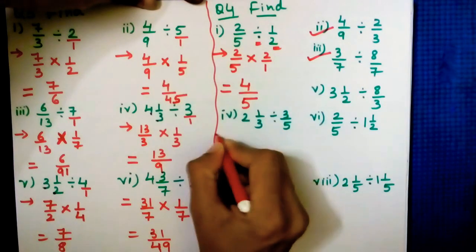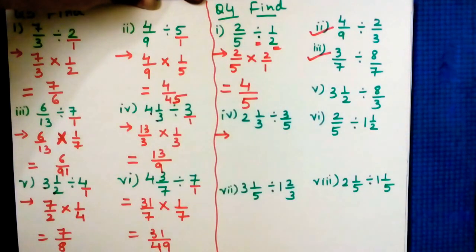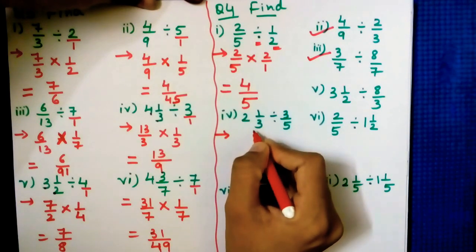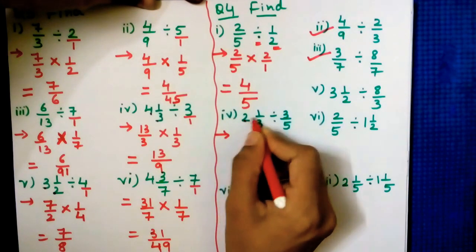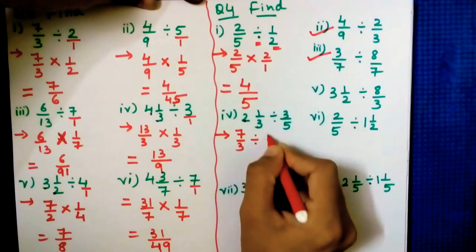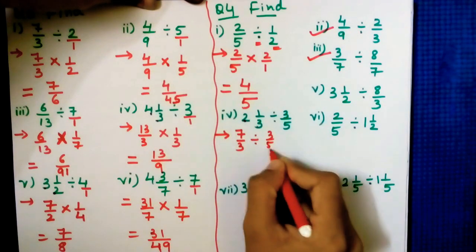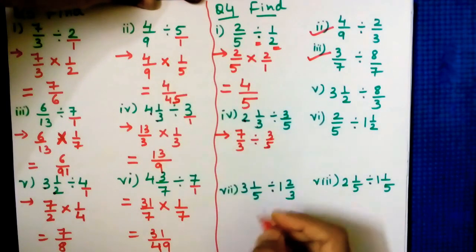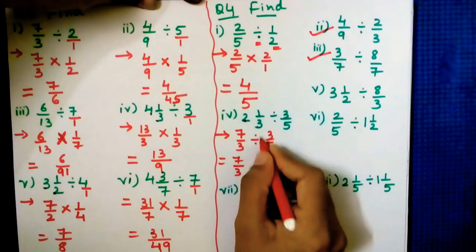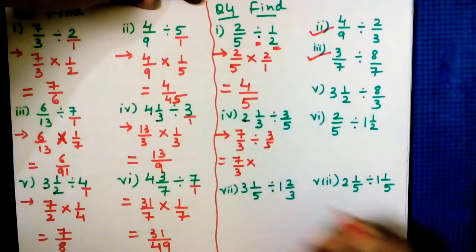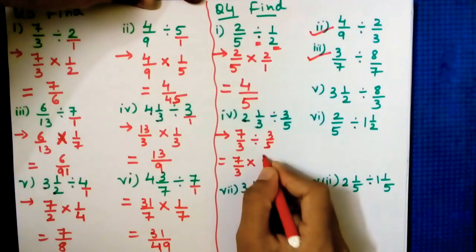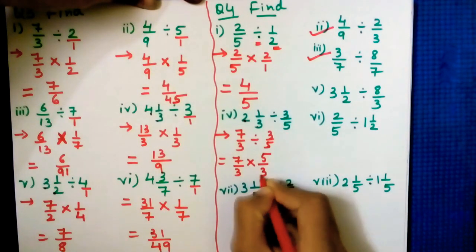Now moving ahead with fourth sum. In the fourth sum, first part is mixed fraction, so that we will convert. So 2 3s will be 6 plus 1. So 7 upon 3 divide by 3 upon 5. We have converted, now we will solve it. So 7 upon 3. Divide sign we will change into multiplication, and now we will take the reciprocal. So 3 upon 5 will become 5 upon 3.